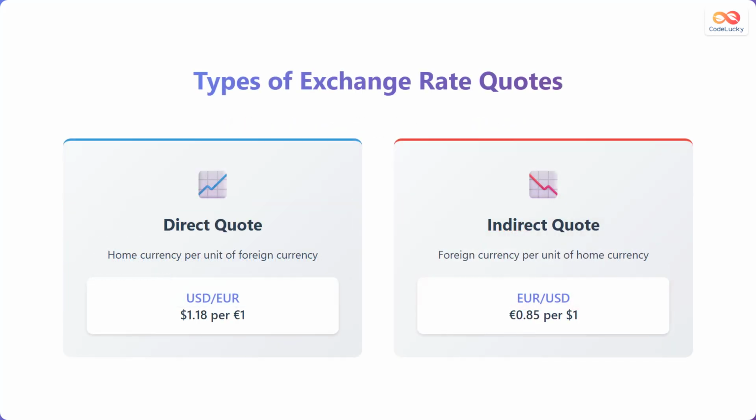Exchange rates can be quoted in two different ways, and understanding both is crucial for proper currency conversion. A direct quote expresses the exchange rate as the amount of your home currency needed to buy 1 unit of foreign currency. For instance, if you're in the United States, a direct quote for euros would show how many dollars you need for 1 euro. An indirect quote works the opposite way. It shows how much foreign currency you can get for 1 unit of your home currency. The same exchange rate can be expressed both ways, but the numbers will be different. Most currency markets use standardized conventions for quoting rates.